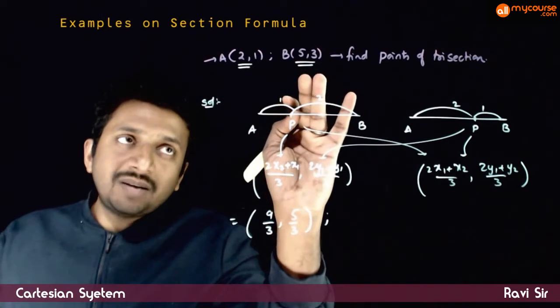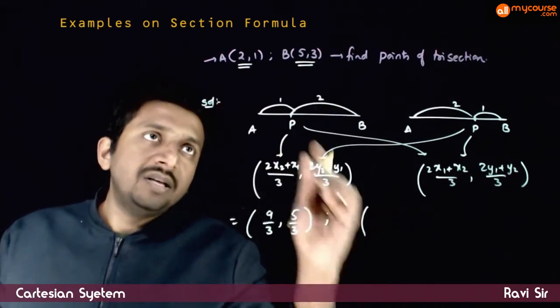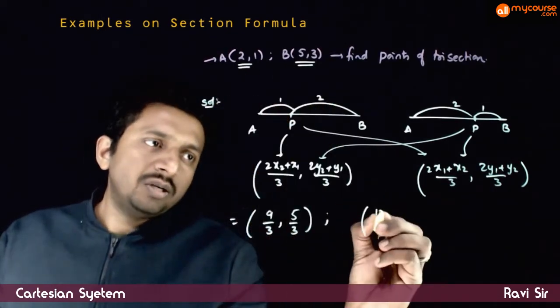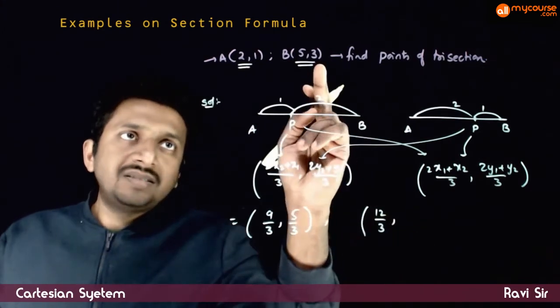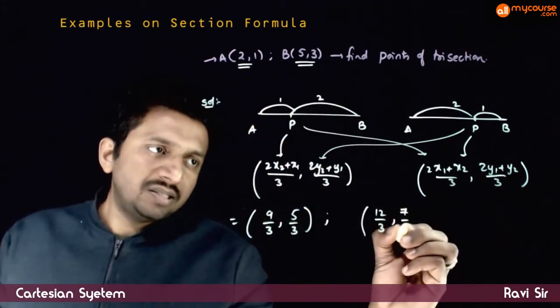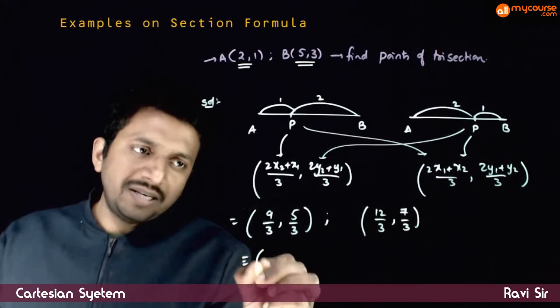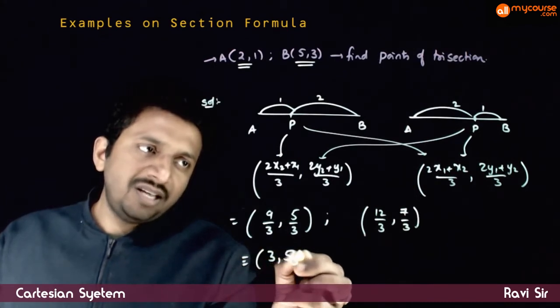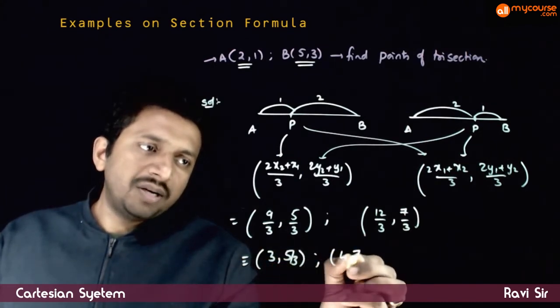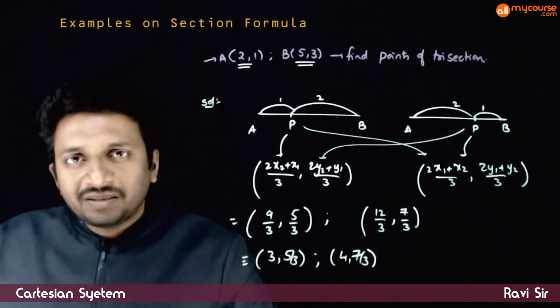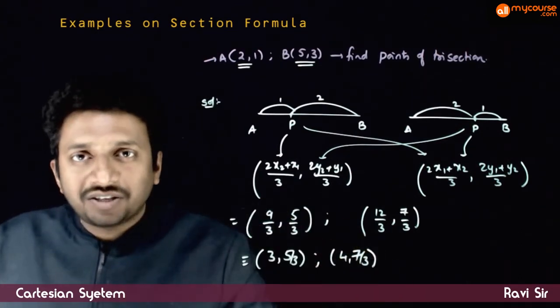Now I need to multiply these numbers by 2 and these numbers by 1. So 10 plus 2, 12 by 3, 6 plus 1, 7 by 3. So the points are (3, 5 by 3) and (4, 7 by 3). So these are the required points of trisection.